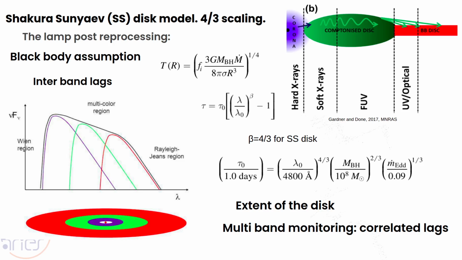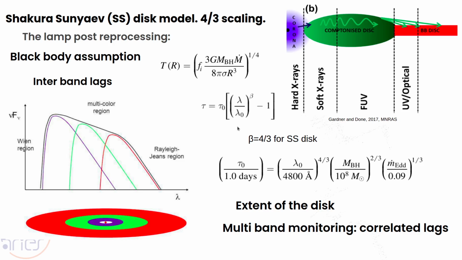If you try to derive the temperature of the disk here, it will be governed by this equation, which depends on your black hole mass, the accretion rate of the black hole, and then the size at which you are talking about. So the temperature at the size R will be given by this equation. Now temperature can be converted into wavelengths based on Wien's law. And if you observe your disk in different wavelengths, then you can get the interband lags. The same technique of reverberation mapping is applied here.